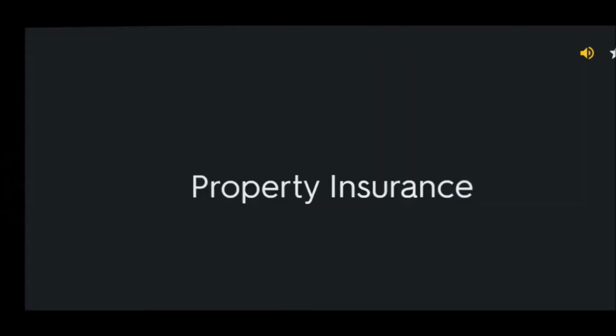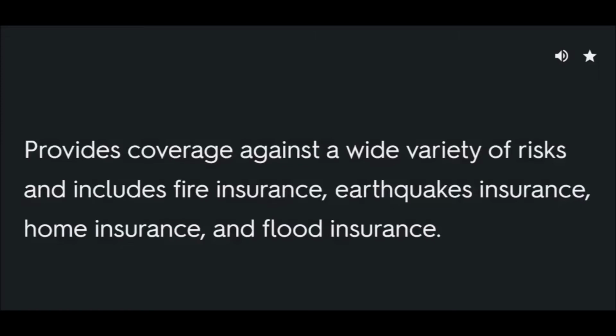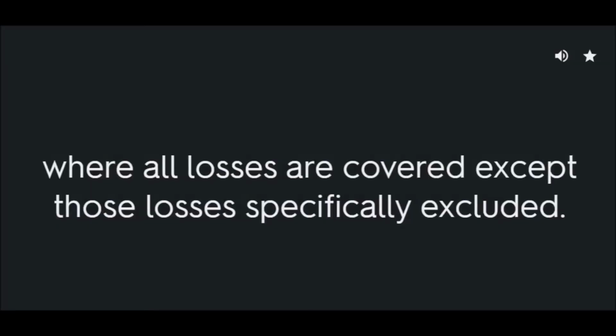Comprehensive insurance: covers cars damaged without a collision such as from vandalism or weather-related events. Property insurance: provides coverage against a wide variety of risks and includes fire insurance, earthquake insurance, home insurance, and flood insurance. Open perils: where all losses are covered except those losses specifically excluded.